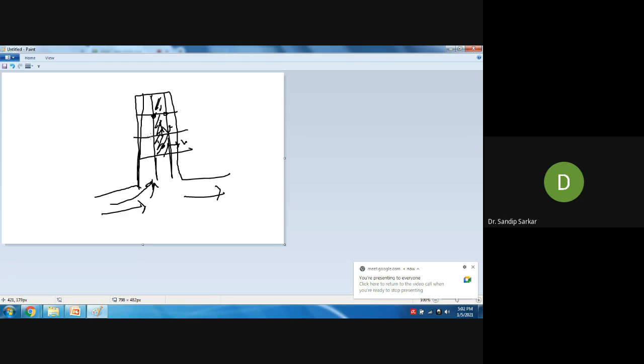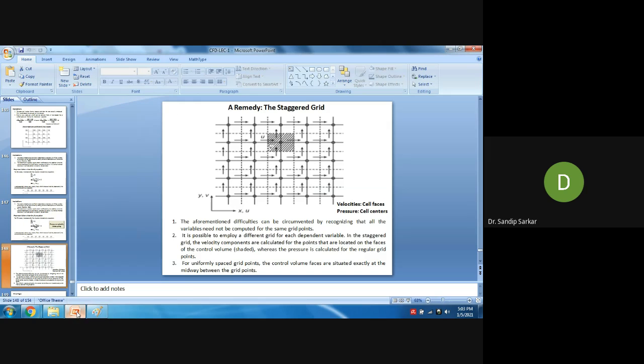So a staggered grid consideration may not be applicable, because it's a heat transfer problem. No fluid flow or pressure gradient is there. Suppose you are solving a problem which involves fluid flow. In that case, you have to consider cell-wise. So this is your cell, discretizing the domain into a number of cells. At the cell center are your pressures, and cell faces are your velocities. So this is a staggered grid.